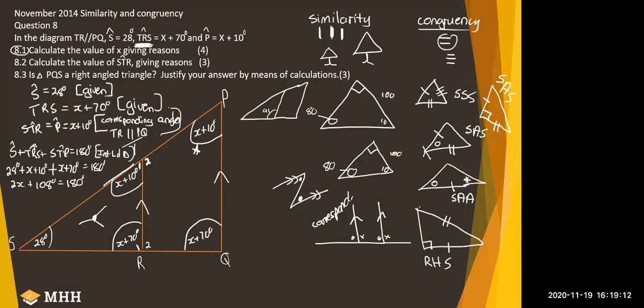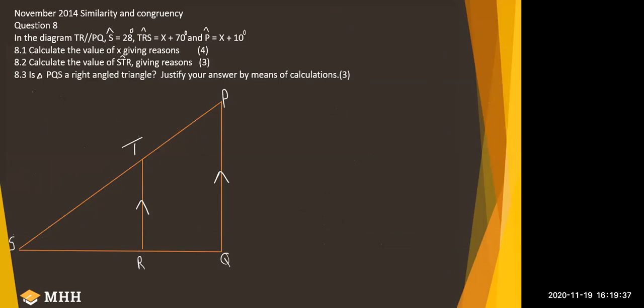Okay, and then you just say 180 minus 108, which will give you 72. And that you divide by 2. All right, now it says for 8.2. Okay, so I'm going to go to the next slide. We just figured out that x is equal to 36 degrees.